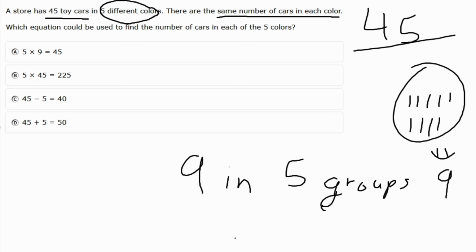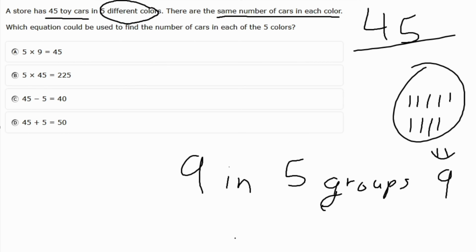All right, so we need to pick an answer. Let's start with C and D. C and D are subtracting and adding. We know that when we're dealing with groups in math, we're either dividing or multiplying. In division, you're taking a really big number and you're dividing it into smaller groups. In multiplication, you're getting smaller groups of small numbers and you're combining them to form a bigger number. All right, so we can go ahead and eliminate answer choices C and D.